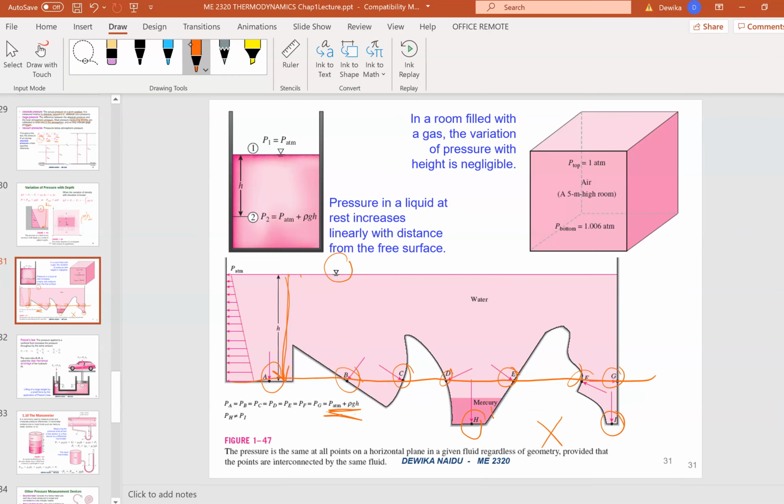Because this is mercury, and even though the depth is the same, it is a different substance. So this will be rho g h. What is this height? This height will be from here to here. Okay, so that's done.